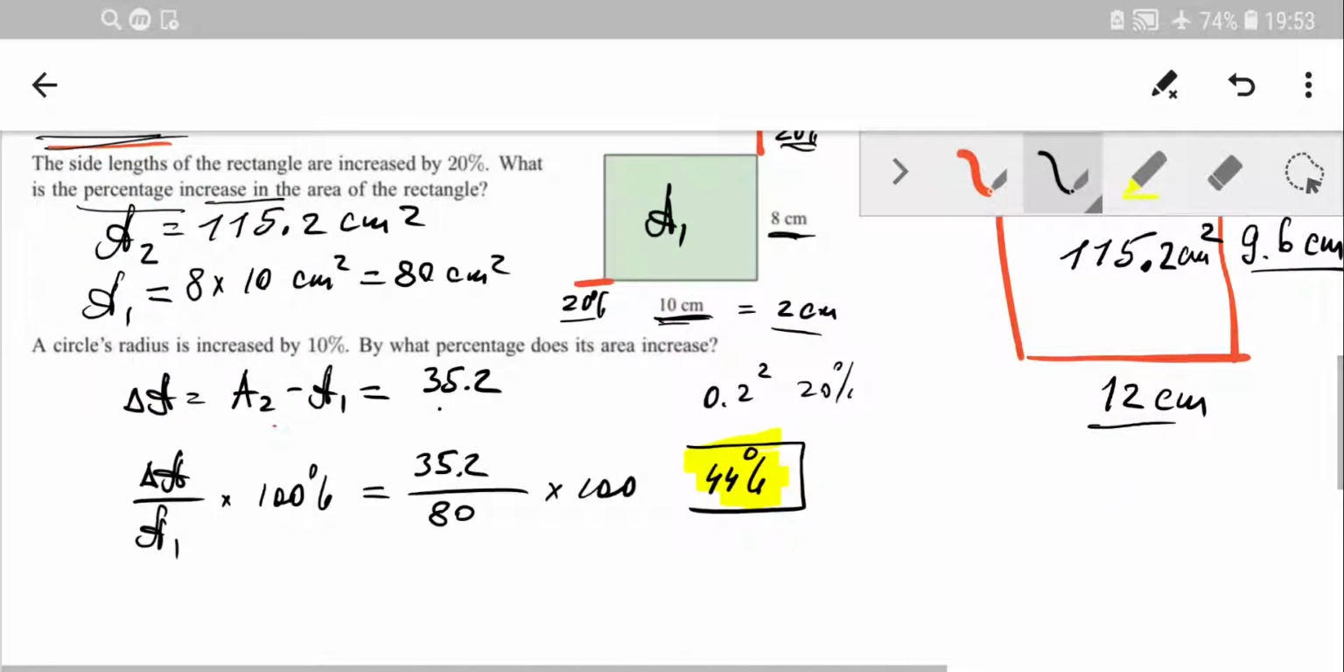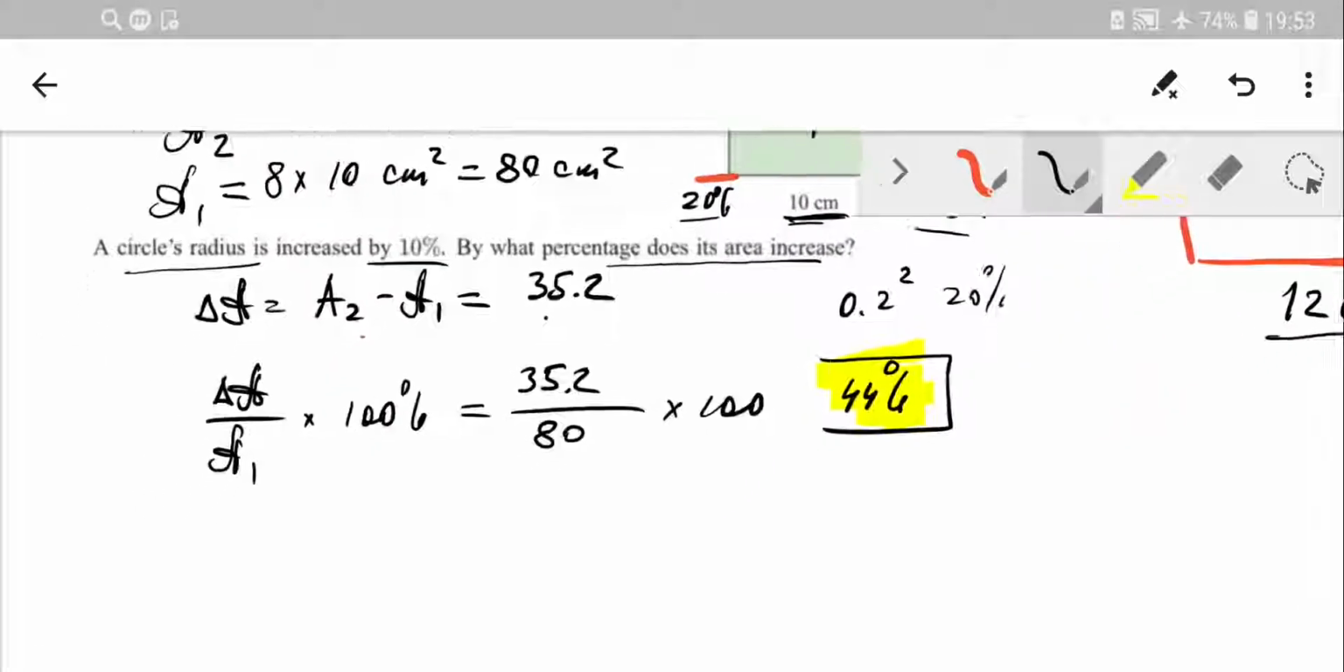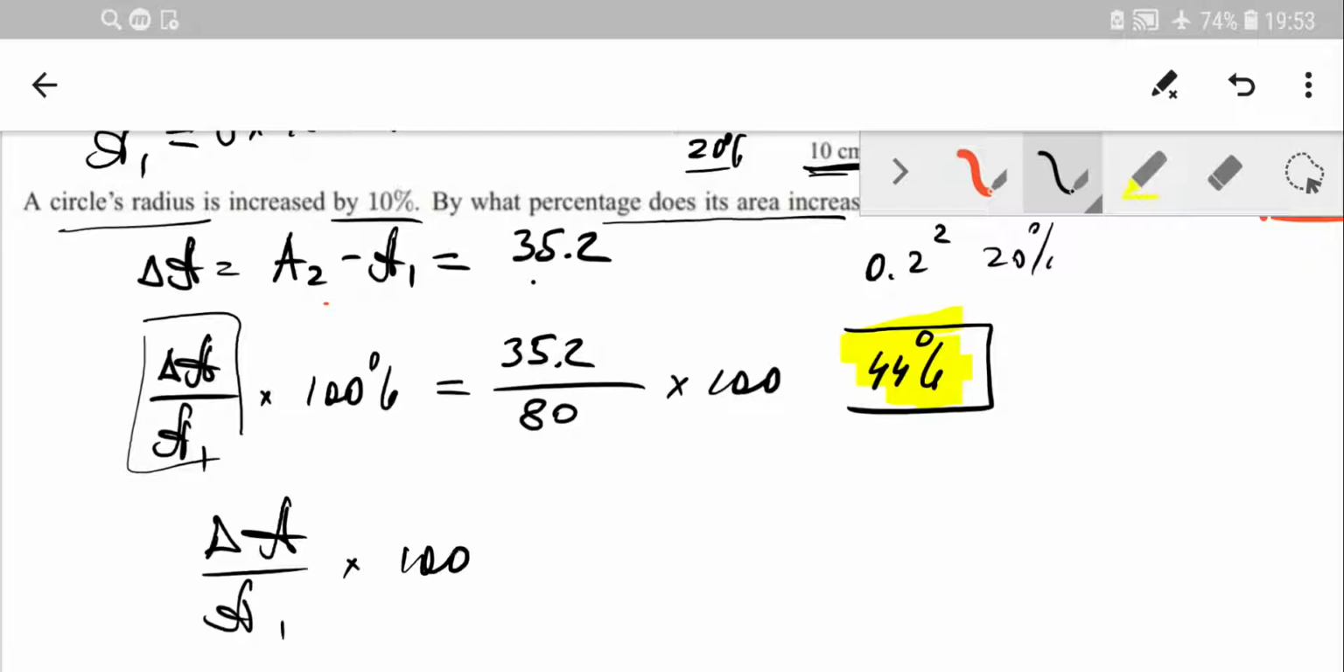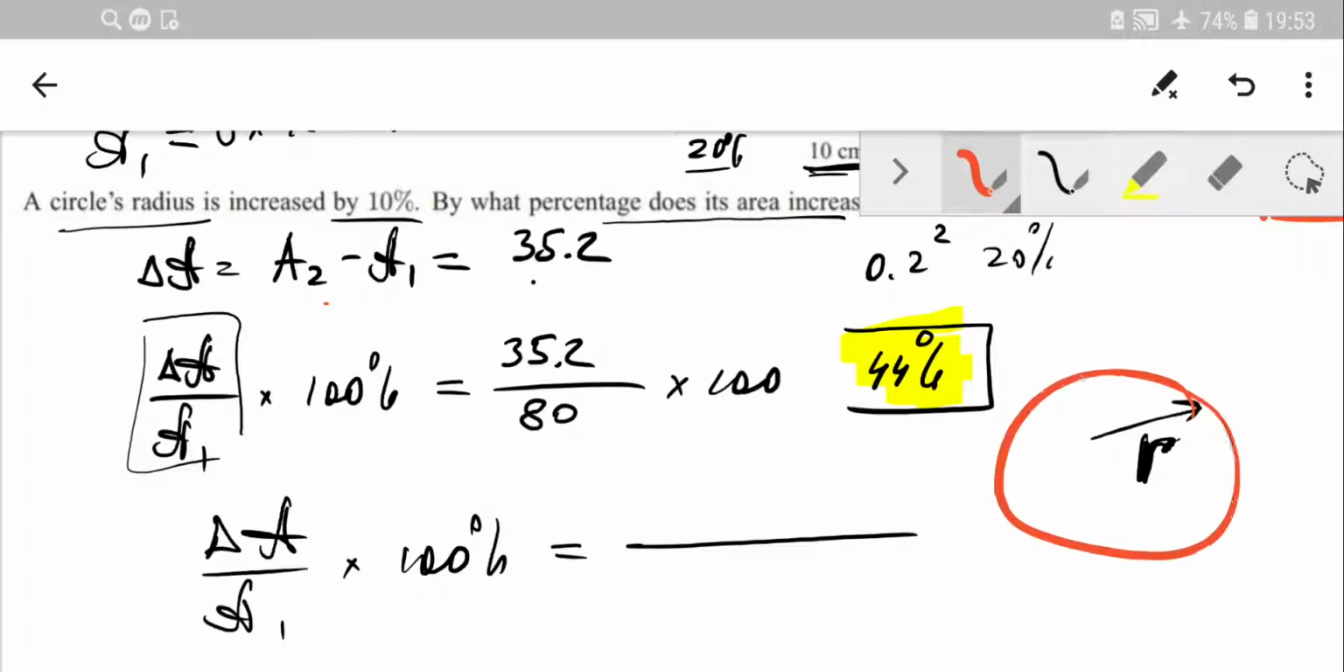So we can do the same. Circle radius is increased by 10%. What percentage does the area increase? All right, that task is pretty easy, and I'll solve it in a bit different way. I just simply write the formula for area increase. So change in A over A1 times 100. And in this case, let's say the initial radius was R, which stands for the radius of the initial circle. It means that the initial area is pi r squared.